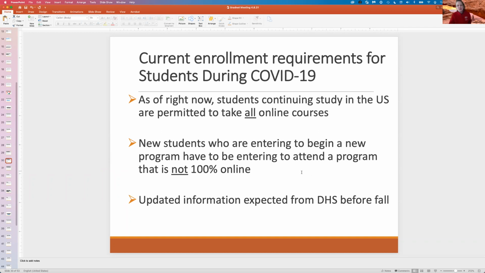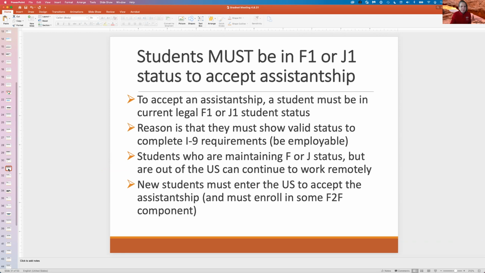As of right now, students who are continuing to study in the US would be permitted to continue online if that was what was happening in the fall. New students would still have to have something that was face-to-face, and we are expecting that they will give us some kind of guidance before fall semester. But if they don't give us guidance, the current rules will still apply.